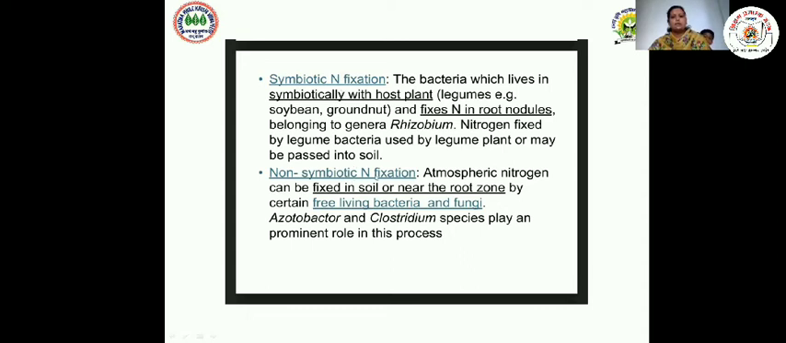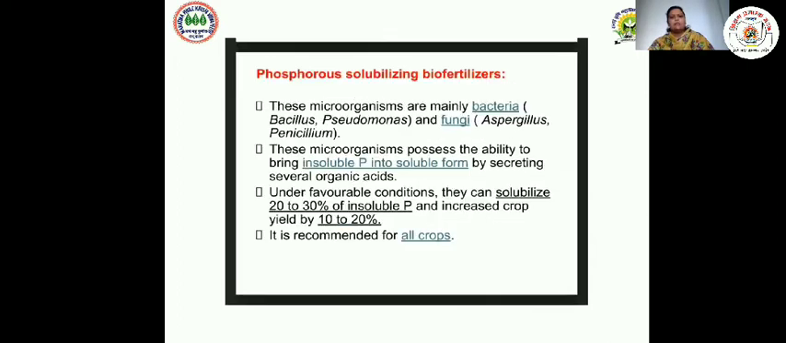Non-symbiotic nitrogen fixation. Atmospheric nitrogen can be fixed in the soil or near the root zone by certain free-living bacteria and fungi. Azotobacter and Clostridium species play an important role in this process. Are you getting symbiotic nitrogen fixation and non-symbiotic nitrogen fixation?